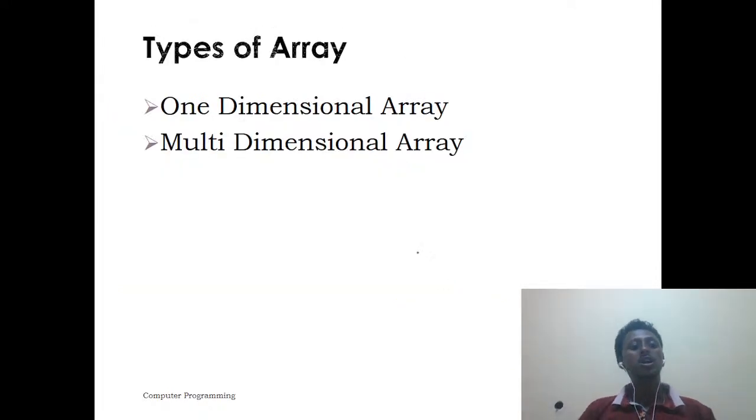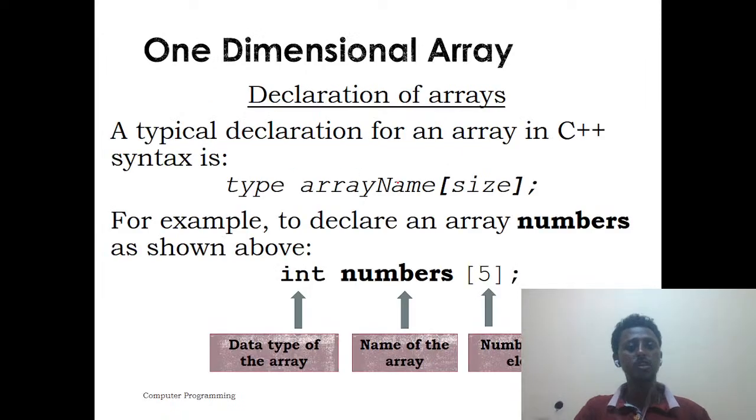Good. Types of arrays. There are two types of arrays. The first one is the one-dimensional array. The second one is the multi-dimensional array. Let us start with the first, the one-dimensional array. One-dimensional array declaration. From the declaration, for example, age with 5: this is the array name, this is the array data type, and this is the array number of elements.